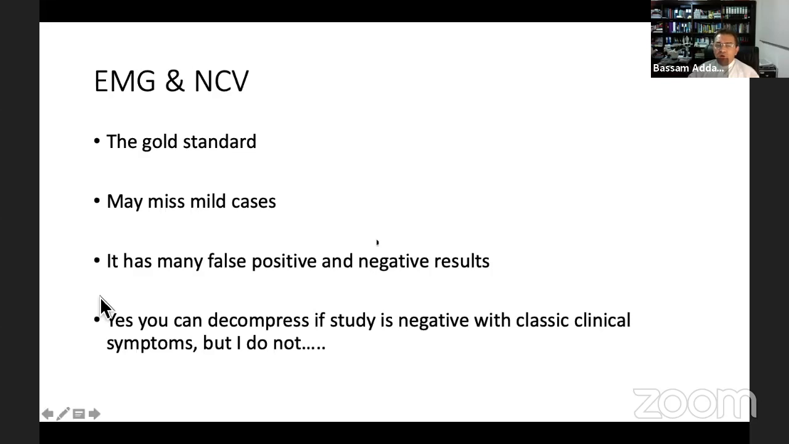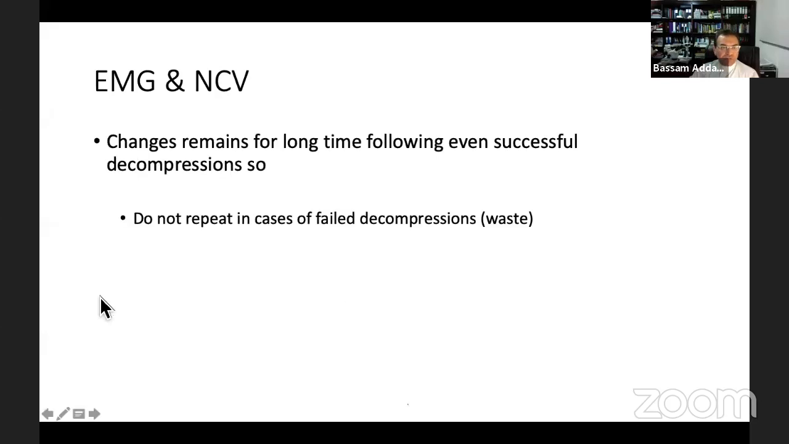And you worry about the negative results. So now you have a patient with a classic picture, classic history of carpal tunnel, yet with a negative EMG. Yes, you can go on after discussing this with the patients and decompress them. However, I really don't do that, and I would love to have them both before we go for the decompression.